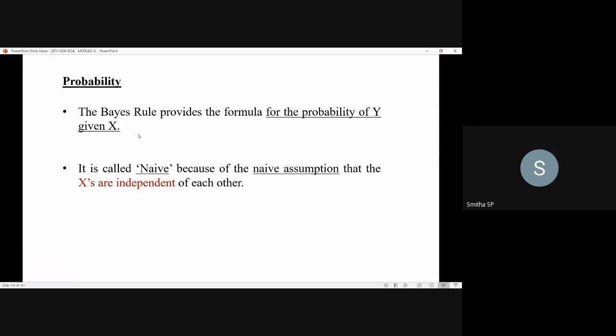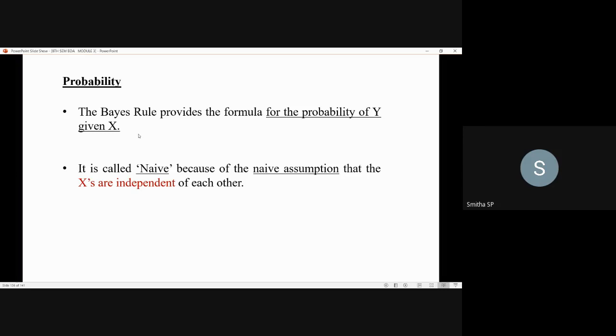So what is called naive Bayes? When we have independent features, we can extend this Bayes rule, and we call it naive Bayes. It is called naive because of the naive assumption that the x are independent. X means the variables, that is the features, and these x are independent of each other. We can have this naive Bayes rule regardless of the name.